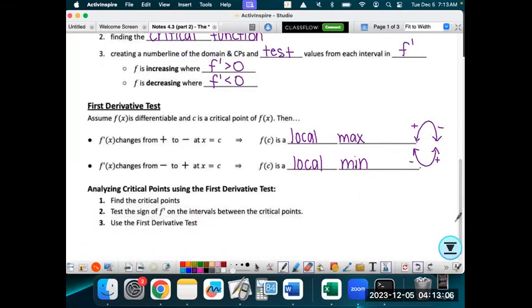So to summarize this process, to analyze our critical points using the first derivative test, we need to find our critical points, which also includes the domain. And then we test the signs on our derivative on the intervals between the critical points. And then we use the first derivative test to see if we have local max or local min.